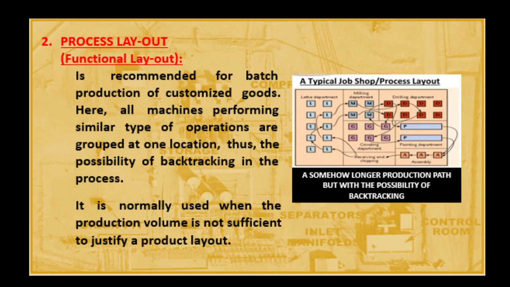Thus, the possibility of backtracking in the process. So in this case, ito yung tinutukoy natin process na kung saan hindi mahaba pero compact o mas malapad. So, it is characterized by backtracking o nagkakaroon tayo dito ng bottlenecks. So, let's say for example, meron tayong lathe machine na ginamit previously, pwede tayong bumalik dito sa lathe machine na to, performing a different set of operation or different kind of finish. So, it is normally used when the production volume is not sufficient to justify a product layout.